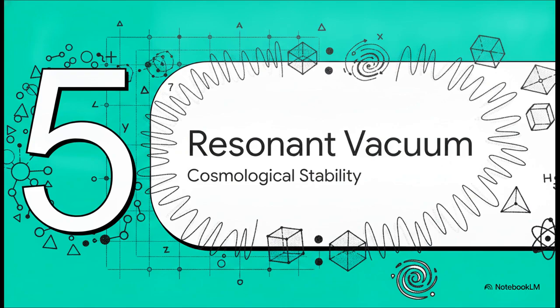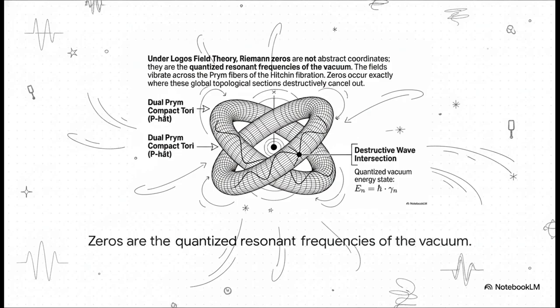Resonant vacuum and stability. Now we're shifting gears from pure mathematics right into the cosmological stakes of Lagos field theory. Under this framework, the Riemann zeros aren't just abstract complex coordinates on a chalkboard. They are the quantized resonant frequencies of the vacuum itself. Trace the geometry of the dual prime compactori here. As the global Adelic fields vibrate across these prime fibers, their winding phases shift. The Riemann zeros occur at the exact discrete nodes where these topological sections undergo total destructive wave intersection. That precise point of cancellation, that is a quantized vacuum energy state.